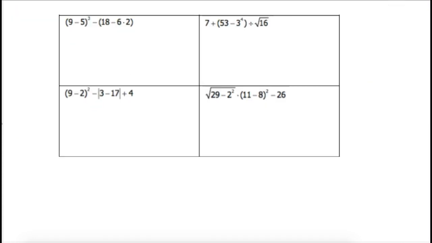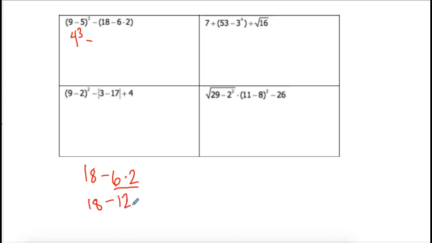Okay, so again, grouping symbols first. So if I look at my grouping symbols first, 9 minus 5 is 4. So I have 4 cubed minus. Inside my grouping symbol, I need to follow GEMDAS again. So if I look at this, I cannot simply go left to right. I need to do GEMDAS first, which means multiplication needs to happen first.